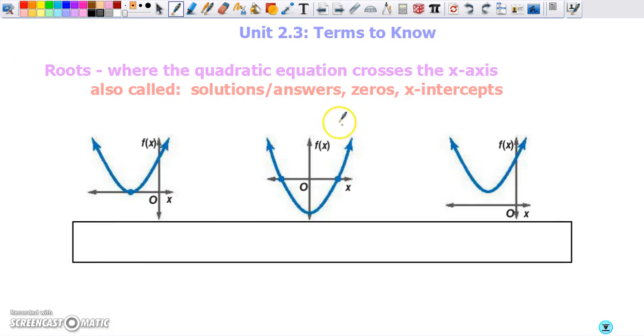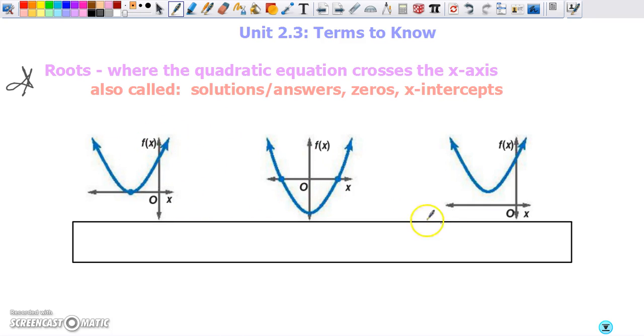Okay, so when you have this first term called roots, this is where the quadratic equation crosses the x-axis. There are a lot of other names that roots go by: solutions or answers, zeros, and x-intercepts. All three of these things are interchangeable with roots. So it's really important that you know all of these, because they are going to switch them out on you constantly, and you have to know what it is that it's asking you for.